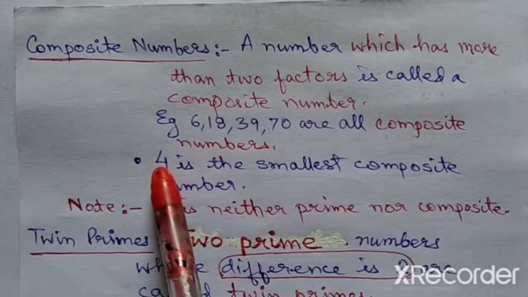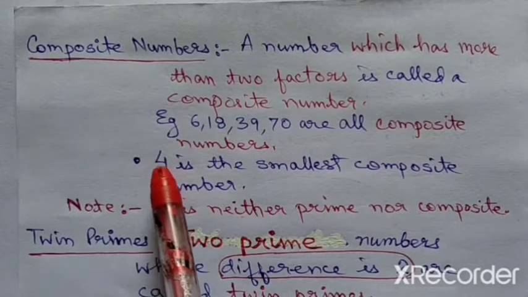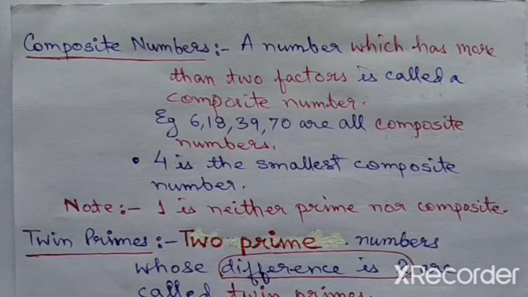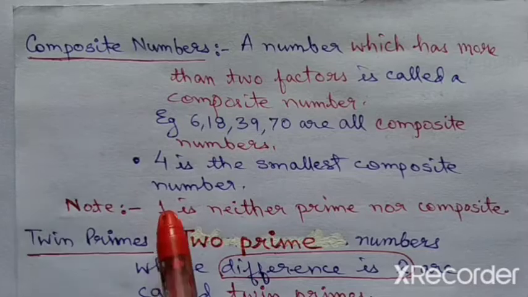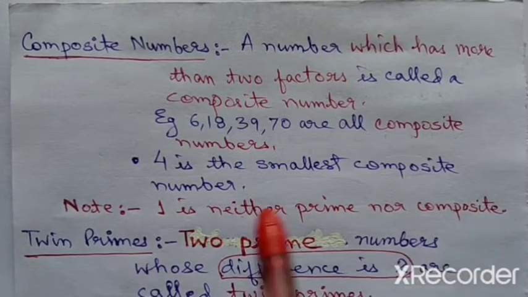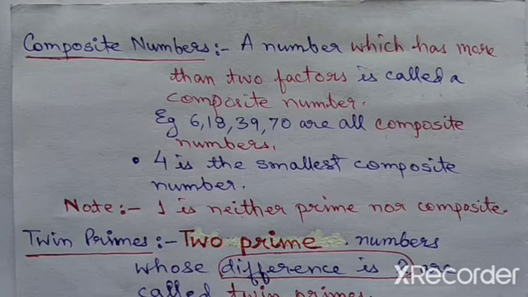Now children, 4 is the smallest composite number. Remember, 4 is the smallest composite number. And if you look at the list, what do we see? 1 we do not see in the list of prime numbers. 1 is not there. So children, 1 is neither prime nor composite. Why? Because 1 has only one factor.